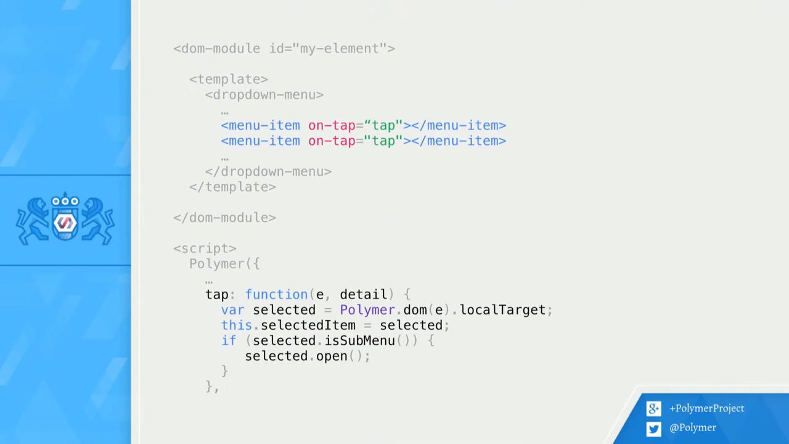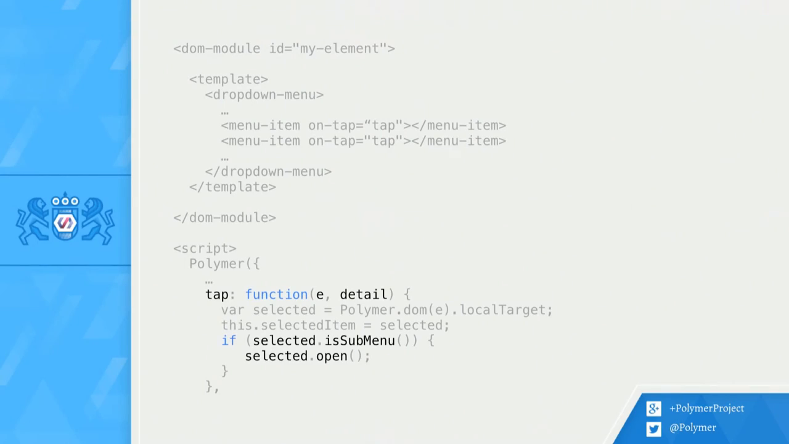Taking a closer look, you can listen on each individual menu item with the onTap attribute. Because we don't want to know which deep down part of the menu item was pressed, you can use polymer.dom to tell us the local target, which will be one of the menu items in our scope. We set this element's selected item to be that local menu item, and then we check if the menu item is itself a submenu and open it. Pretty simple. Probably, you'll use the tap gesture most in your elements because most user interactions revolve around tapping.